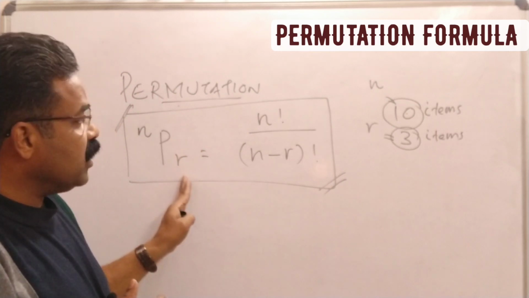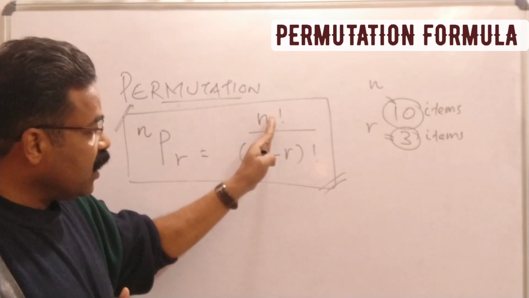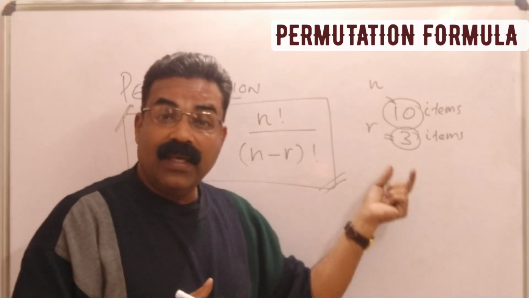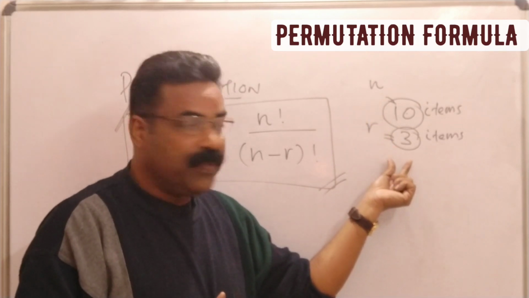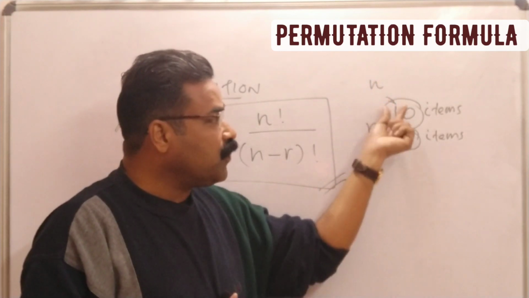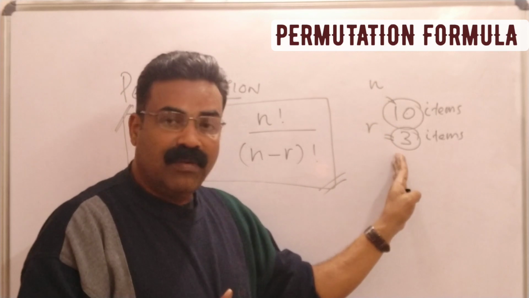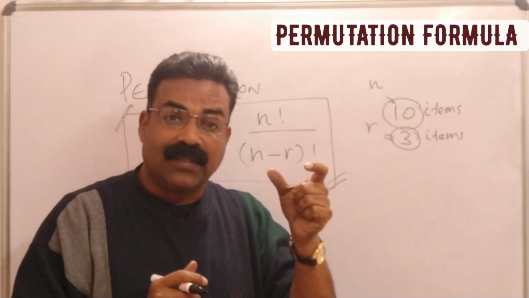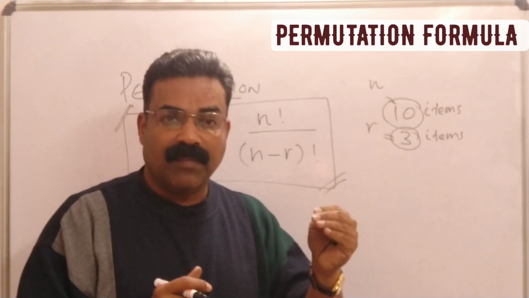So nPr stands for n factorial divided by n minus r factorial. N stands for the total number of items. R stands for how many you are taking at a time. Out of 10, we are taking 3 at a time. So 3 will be equal to r, total will be equal to n. Suppose out of 10, you are taking 4 at a time. Then n will be equal to 10 and r will be equal to 4. Suppose you have 20 items, out of that you are taking 7 at a time. So n will become 20 and r will become 7.